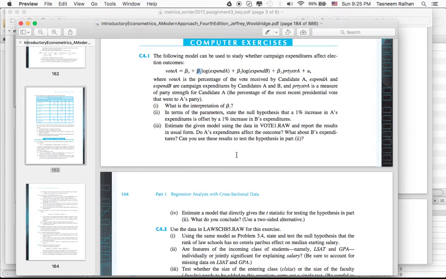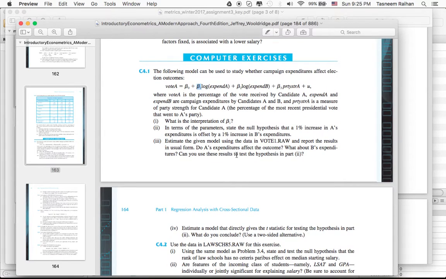The next question says, in terms of the parameters, state the null hypothesis that a 1% increase in A's expenditures is offset by a 1% increase in B's expenditures. So what it's basically saying is beta 1 is nullified by beta 2, or beta 2 is nullified by beta 1.